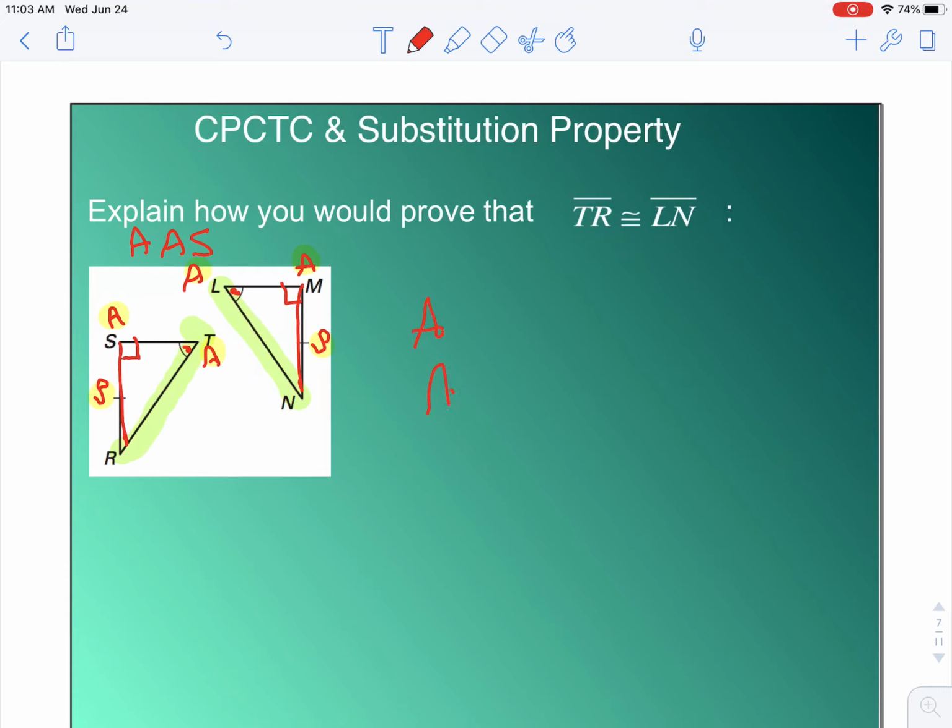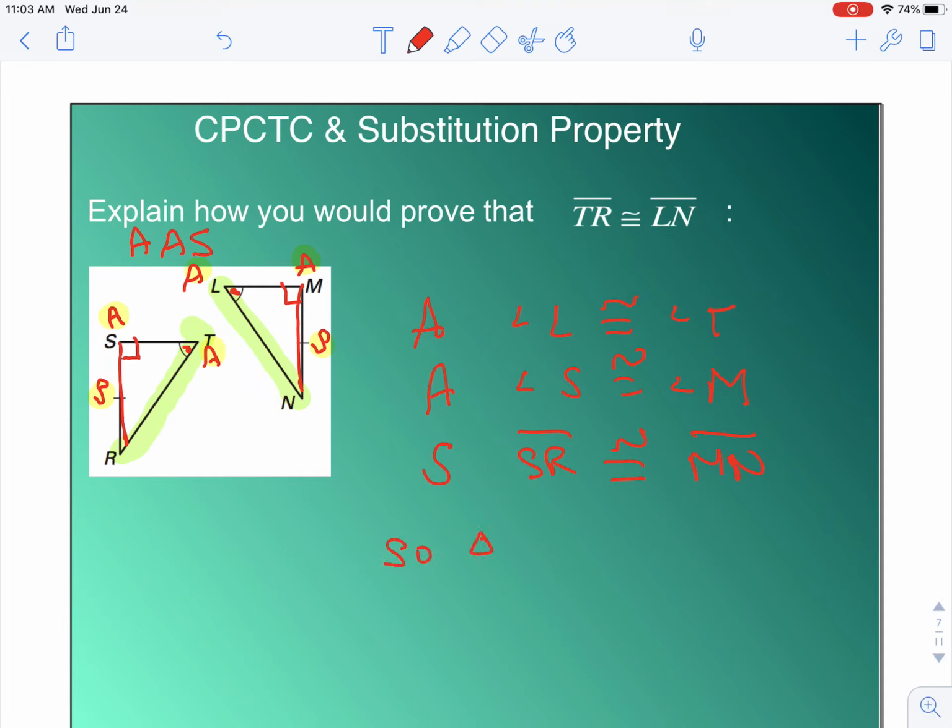So how I would prove that these two triangles are congruent is using angle, angle, side. And so I would list, and I'm not going to list the right angle first because then that's in the wrong order. So I have to list the first angle that I'm showing, which would be that angle L is congruent to angle T. Then I would do the right angle, that angle S is congruent to angle M. And finally, I would do the side, side SR is congruent to side MN.